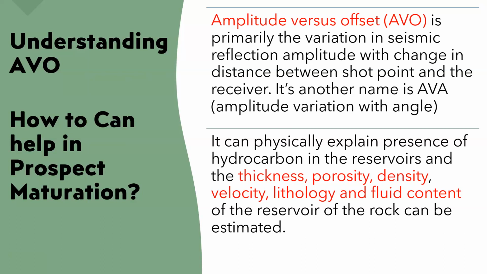So either with offset or with angle. I'm going to explain what offset is and what angle is. The beauty of AVO is that it can physically explain the presence of hydrocarbon in the reservoir. Using AVO you can also understand the thickness of the reservoir, the porosity of the reservoir rock, the density, velocity, lithology, and the fluid contact of the reservoir, which can be estimated using AVO.